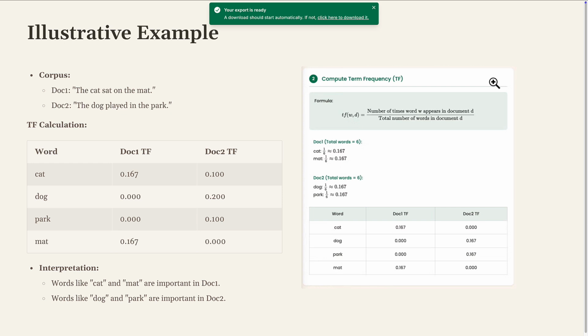Dog in document 1 is 0. It doesn't repeat. So this is just the probability of occurrence.